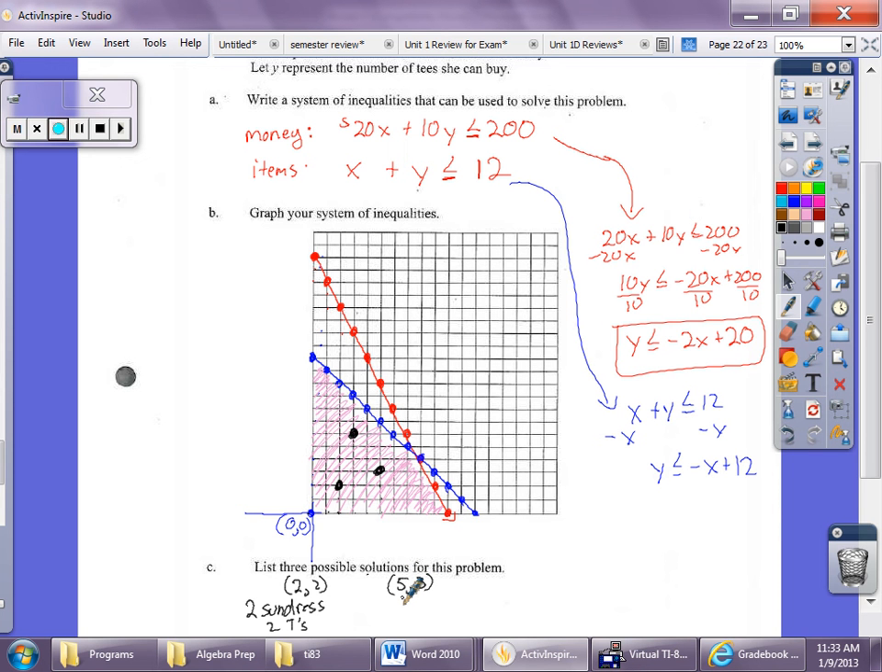So x represents sundresses, so it's 5 sundresses and 3 tees. And then the last one is 1, 2, 3, 1, 2, 3, 4, 5, 6. So 3, 6 is 3 sundresses and 6 tees. Once again, your answers can vary. There's a whole bunch of different solutions. When you get these, though, you want to make sure that you have your whole numbers. So you don't want any irrational, you don't want any fractions or decimals, because you can't buy a fraction or a decimal of a tee.